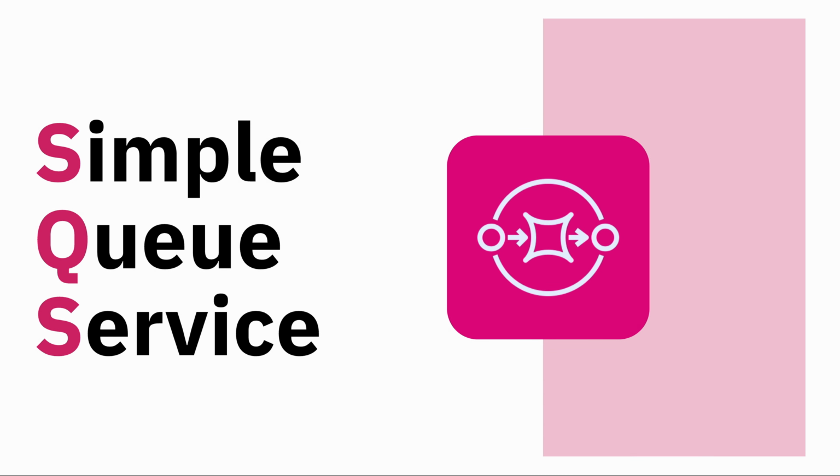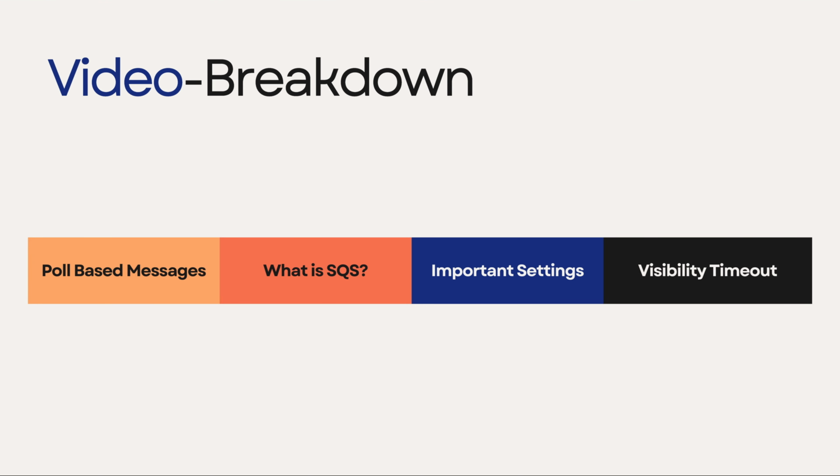In this video, we are going to explore the Simple Queue Service, commonly known as SQS. Before diving into SQS itself, we need to grasp an essential concept called pull-based messaging. Once we understand that, we'll examine how SQS fits into our architecture. Then we'll look at the various settings we need to configure. We will explore the different options available to set up SQS correctly, focusing on one key setting called the visibility timeout, which governs the interaction between our architectures and the messaging queue.